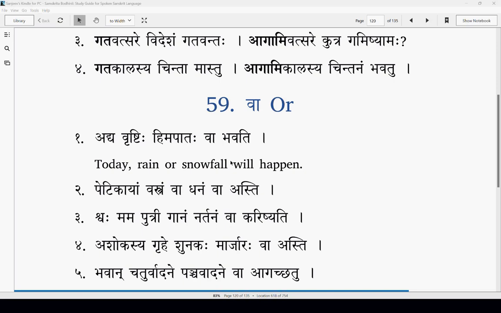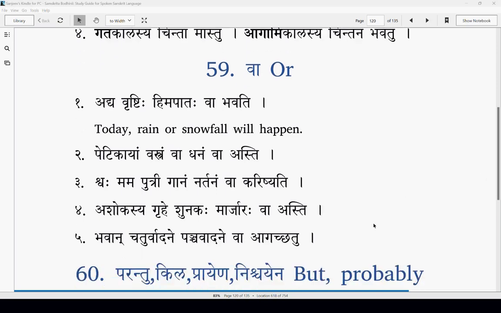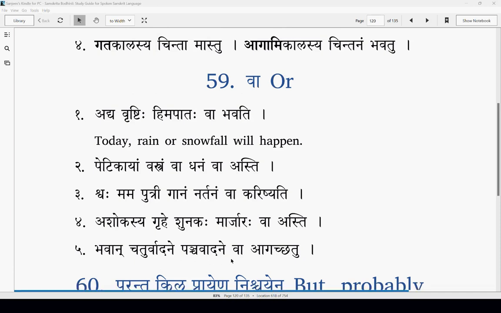Shvah mama putri ganam nartanam va karishyati. So you can also say ganam va nartanam va karishyati. To keep it short, you can use ganam nartanam va karishyati. Either gana or nartana. अशोकस्य गृहे शुनकः मार्जारः वा अस्ति. शुनकः, dog, or marjara, bidala, cat. भवान् चतुर्वादने वा पञ्चवादने वा आगच्छतु. You come at 4 o'clock or 5 o'clock.